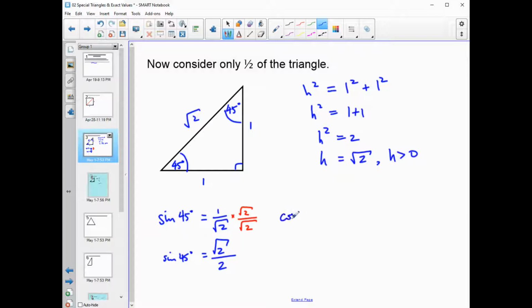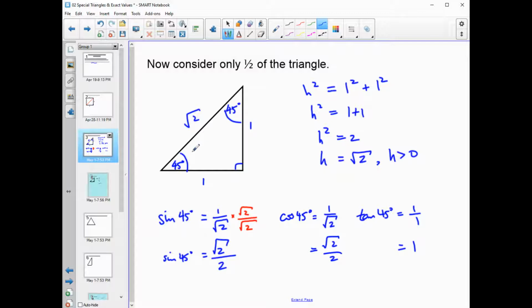The cosine of 45 degrees is adjacent over hypotenuse, which turns out to also be 1 over root 2, which of course we can rationalize to be root 2 over 2. And the tangent of 45 degrees is opposite over adjacent. Well, that's just 1 over 1, which simplifies to 1.